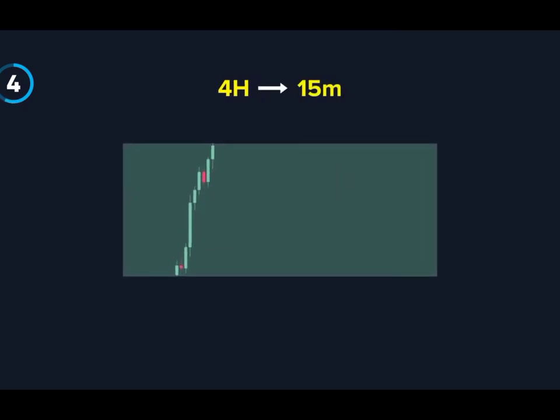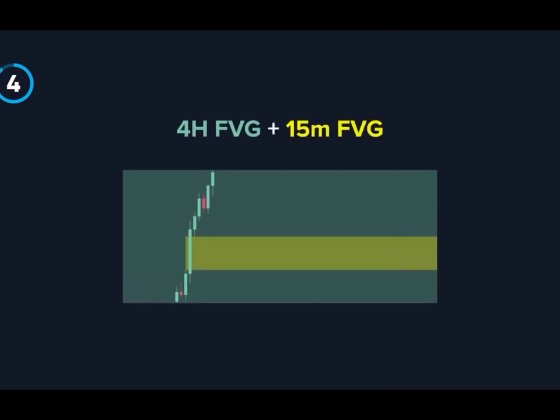Here we are now looking at the price action on the 15-minute chart that created the larger 4-hour FEG. And when we look closely, we can see that there was a 15-minute fair value gap that formed during this upward move. This should be our new target for a long entry because it has the confluence of a 15-minute fair value gap within a 4-hour fair value gap, creating a very strong area of support.